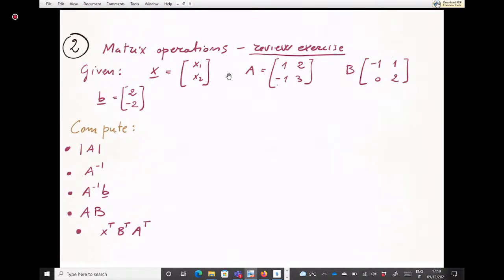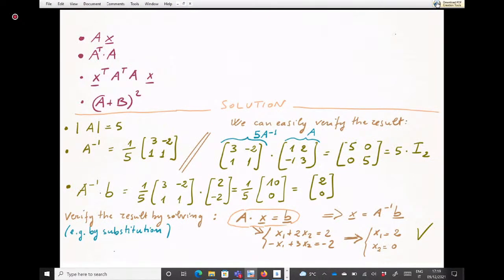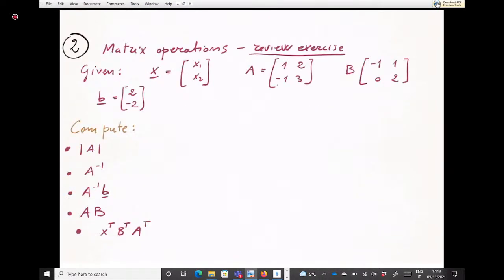Matrix operations are not just application of, let's say, computational rules. They also require the knowledge of some theory. Because if you know the theory, you can see that there are different methods to compute the result of your exercise, and also to check the result of your exercise and to figure out the meaning of your results. So let me just show you a very basic review exercise on matrix operations.